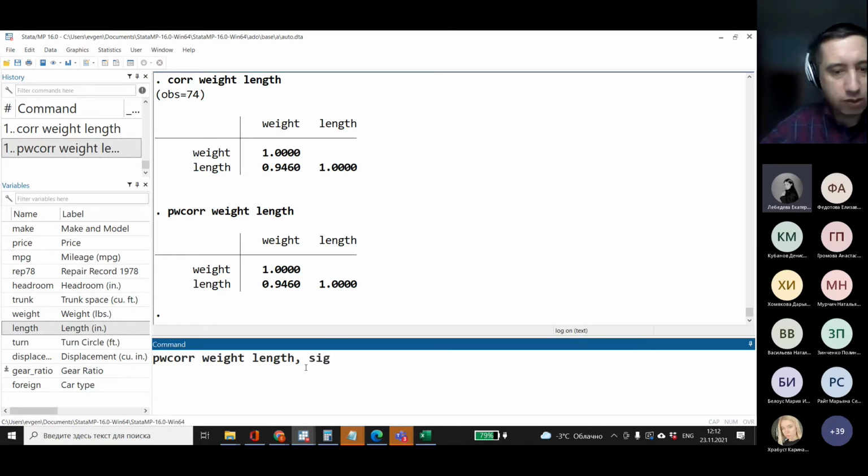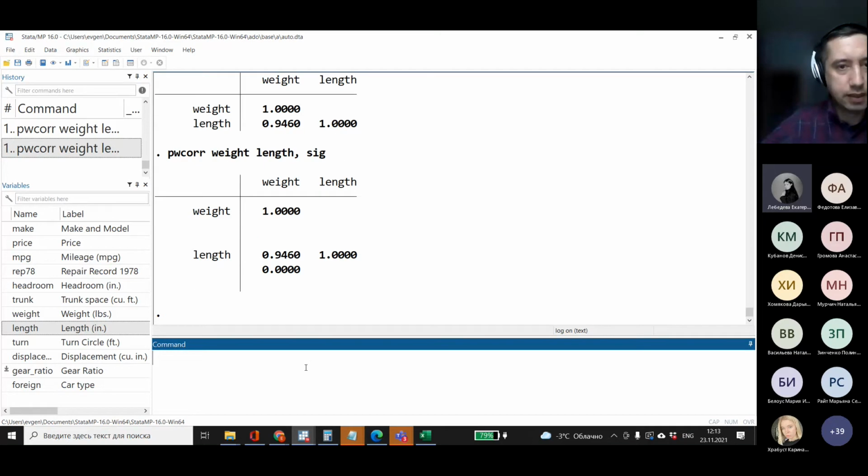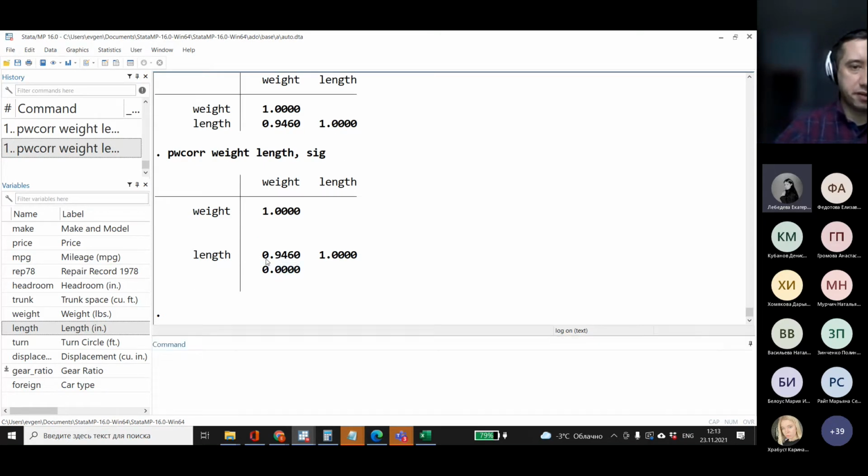To do this, you should use the option sig. Sig estimates p-values. This is the p-value for this correlation coefficient. This p-value is smaller than any alpha, hence our correlation coefficient is statistically different from 0, as it is statistically significant. Please do the same and press plus if you are ready. pwcor weight length, comma, sig.